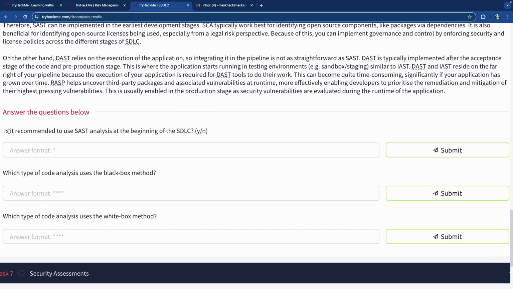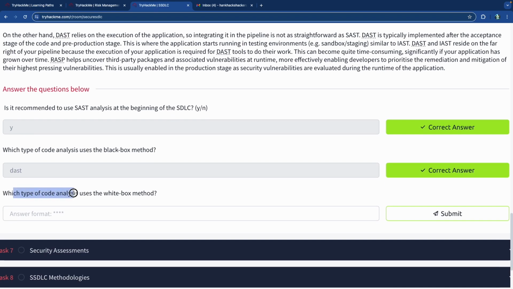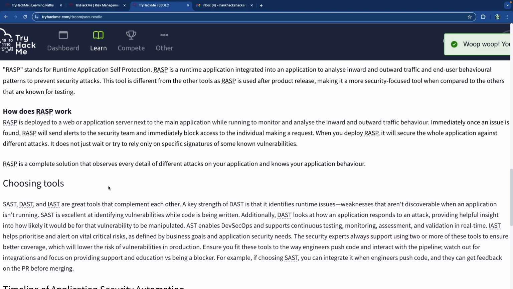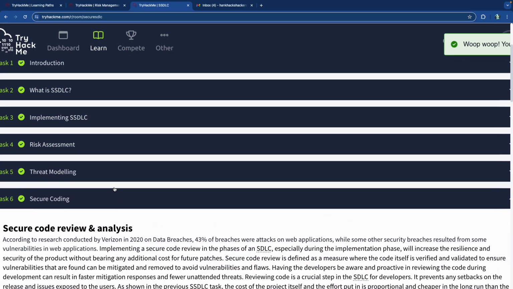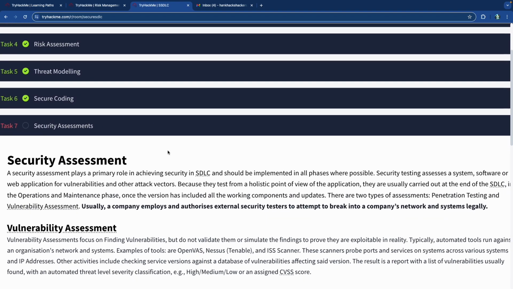So here are our questions. Is it recommended to use SAST, static analysis, at the beginning of the lifecycle? Yes, it is recommended to use this at the beginning of the lifecycle. Which type of code analysis uses the black box method? That would be dynamic, so DAST. And then which type of code analysis uses the white box method? That is SAST, static analysis, because you get to actually see the source code and you see what you're attacking. So let's look at security assessments now.